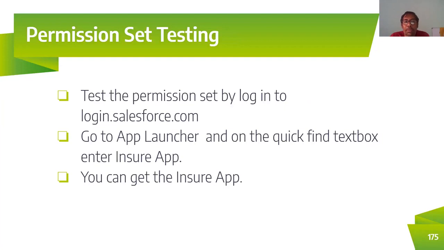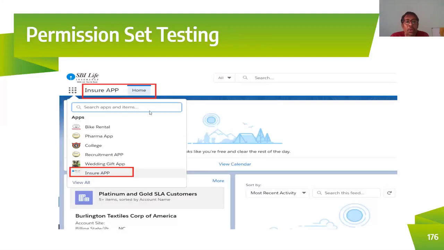Now test the permission set by logging in to salesforce.com. Go to the App Launcher, enter Insure app in the Quick Find box, and you can get the Insure app there. Now you're going to click on the Insure app.